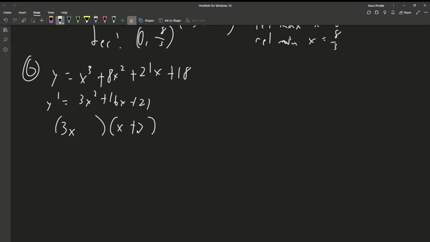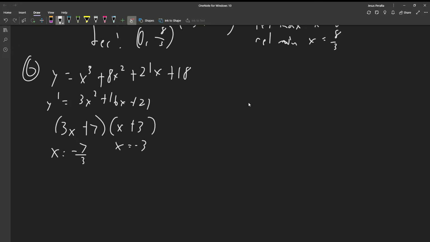So this is going to be plus 7, this is going to be, I believe, plus 3. Let me see if I'm right. I am wrong. No one's perfect. So this is going to be plus 7, plus 3. Yes, that is right. So we have x is equal to negative 3, and then x is equal to negative 7 over 3.